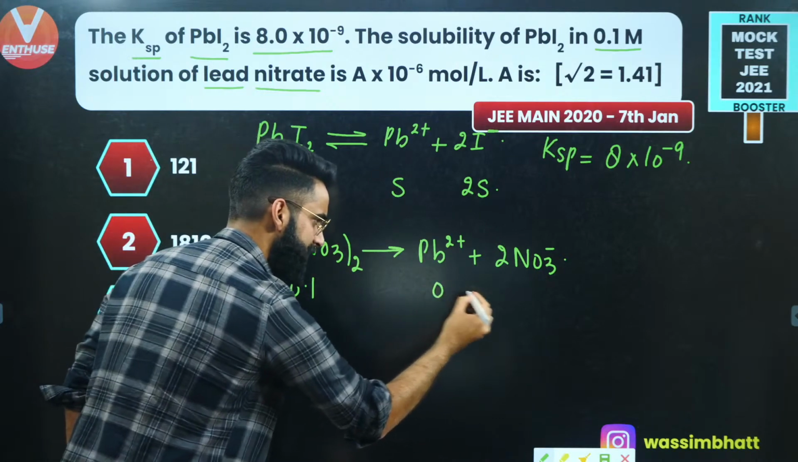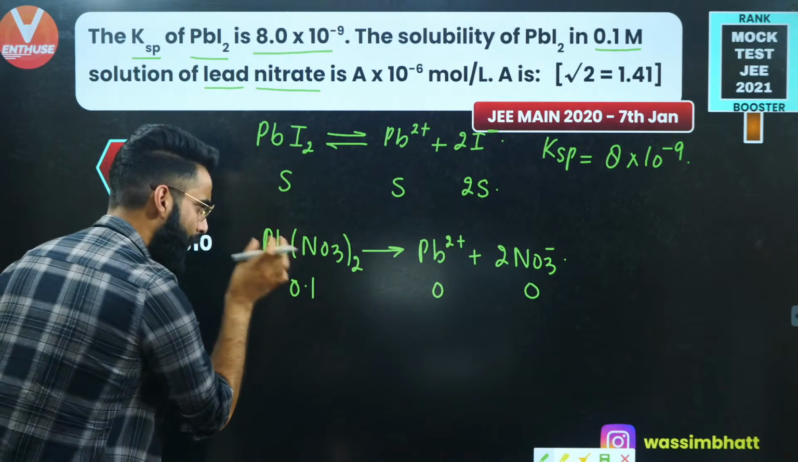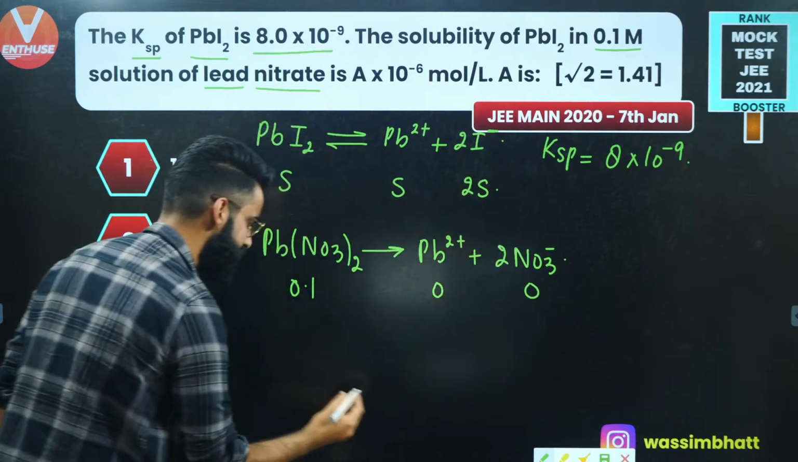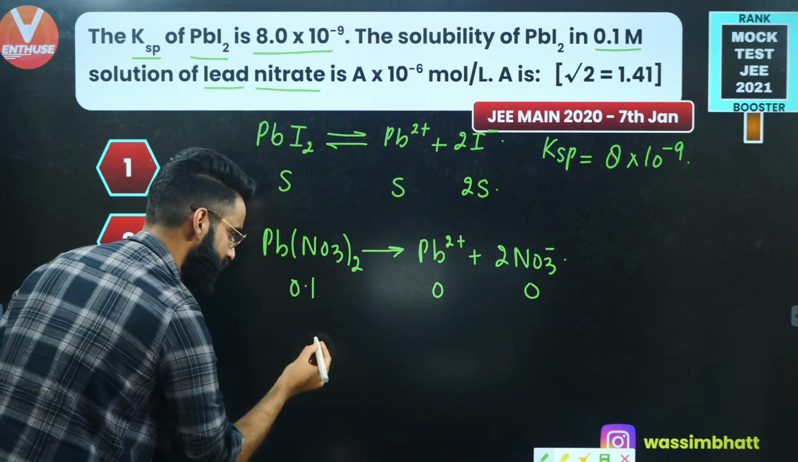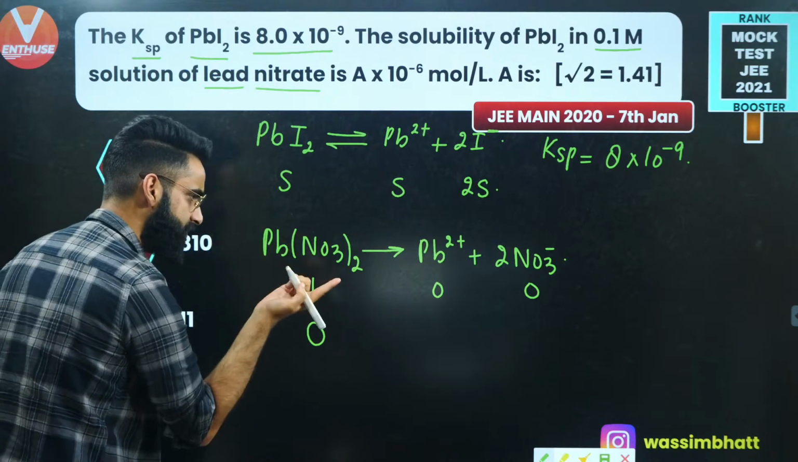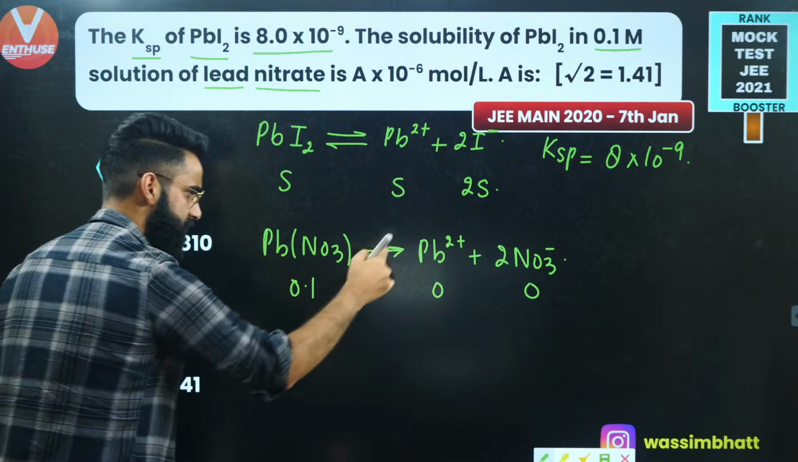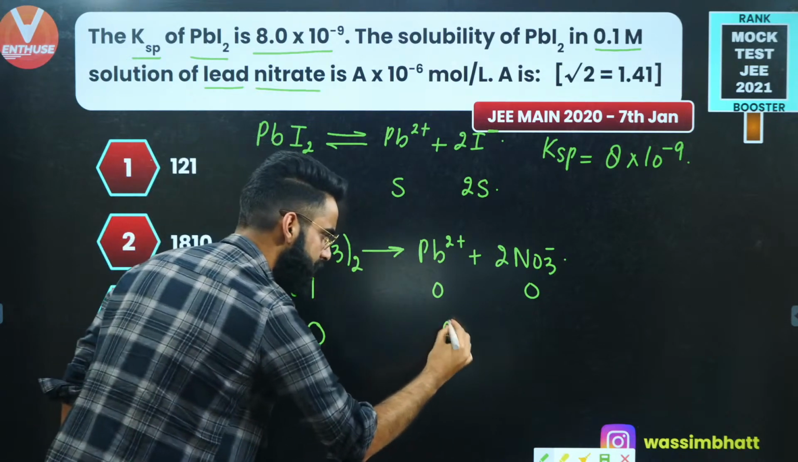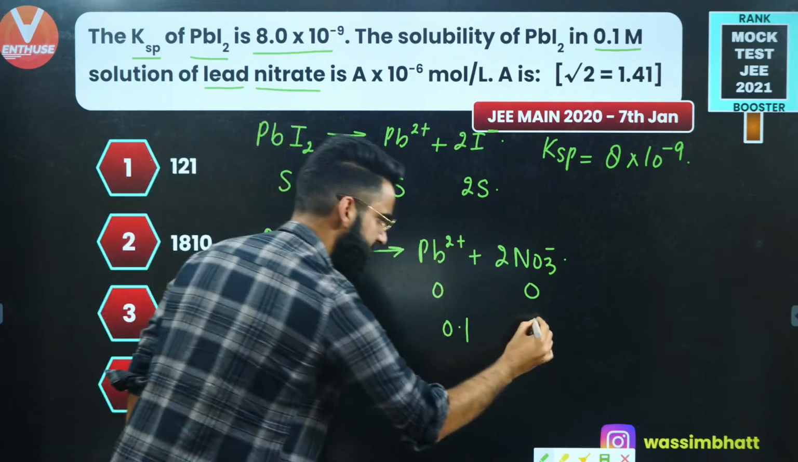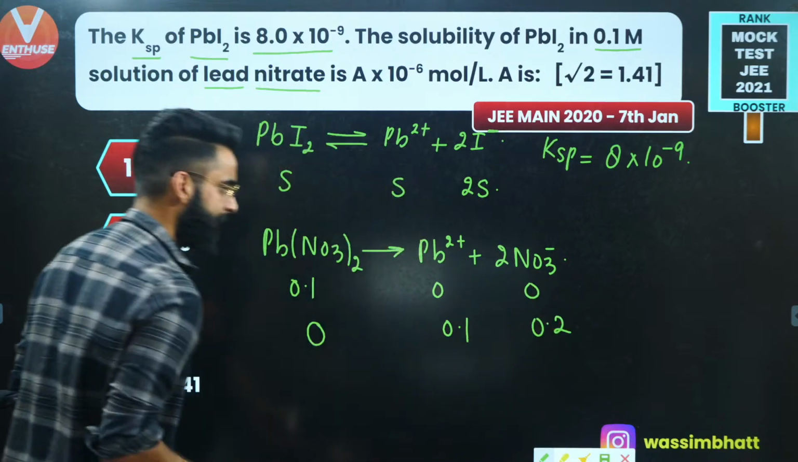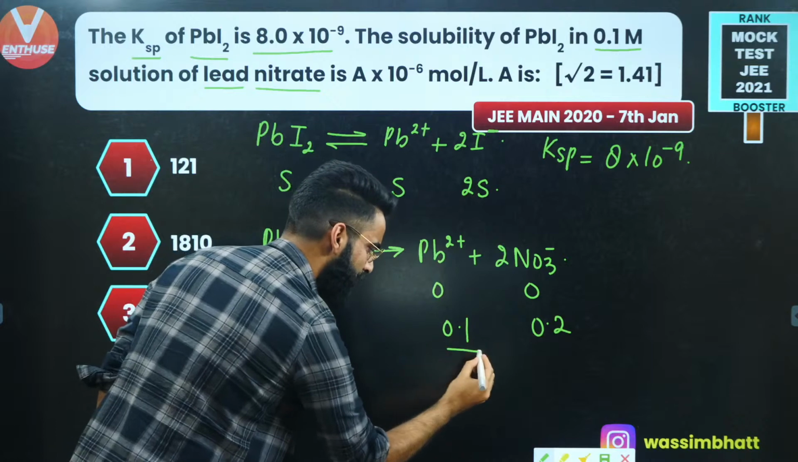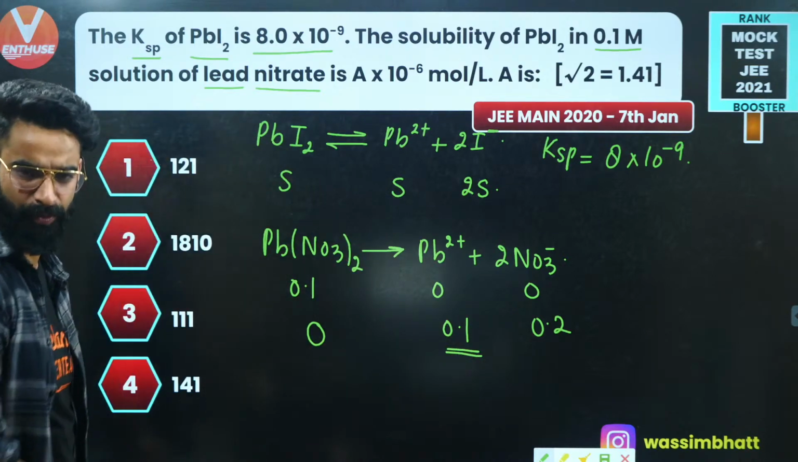So initially this is going to be 0, this is going to be 0. Now it's a strong electrolyte, so it would have completely dissociated into its ions. So the concentration of Pb(NO₃)₂ after some time will be 0, right? Now use the stoichiometry. 1 mole gives 1 mole, so 0.1 gives 0.1. Similarly, 1 mole gives 2 moles, so 0.1 gives 0.2. So from this strong electrolyte, the concentration of Pb²⁺ that's coming is 0.1.